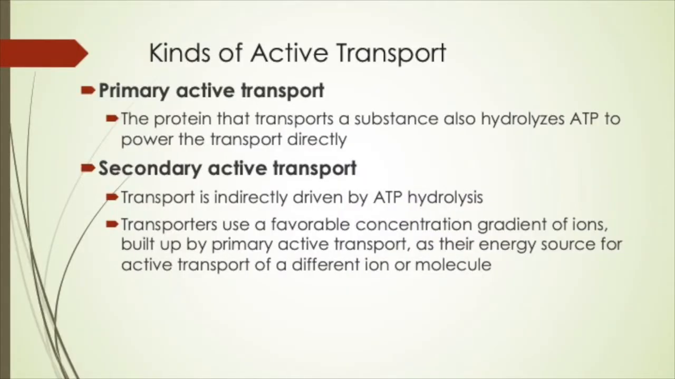Okay, so there's different types of active transport as well. We have primary active transport. This is direct transport, right? So you're going to have ATP that hydrolyzes the power of transport directly. And then we have secondary active transport. This is an indirect hydrolysis. Basically, you have one protein that does a hydrolysis of ATP, and then another protein that has that same type of energy coming from the other protein. And that's the secondary active transport.